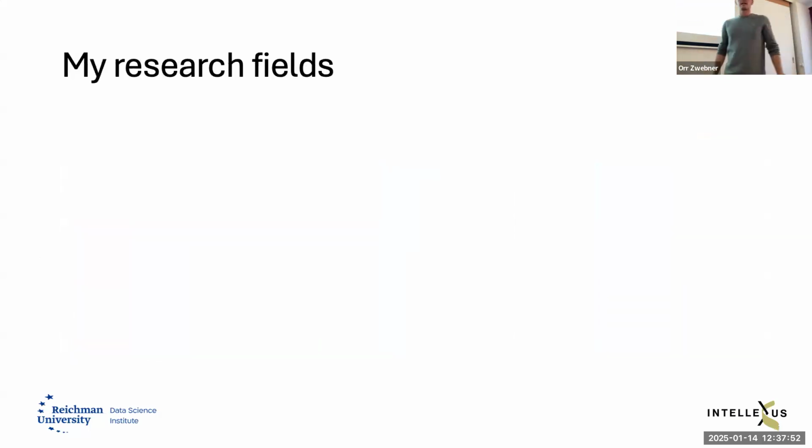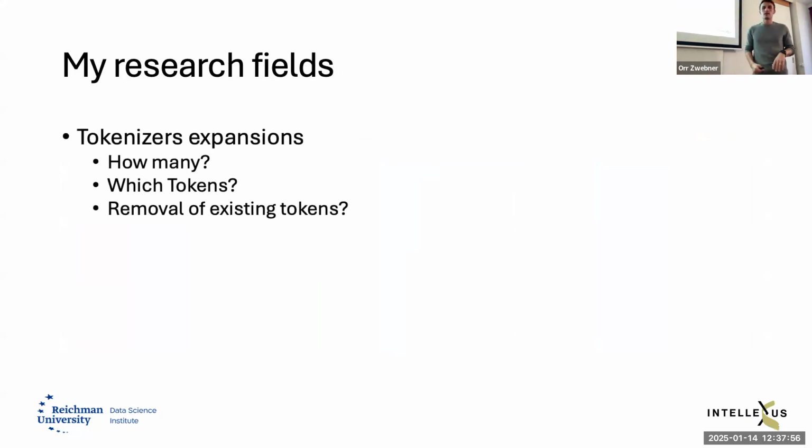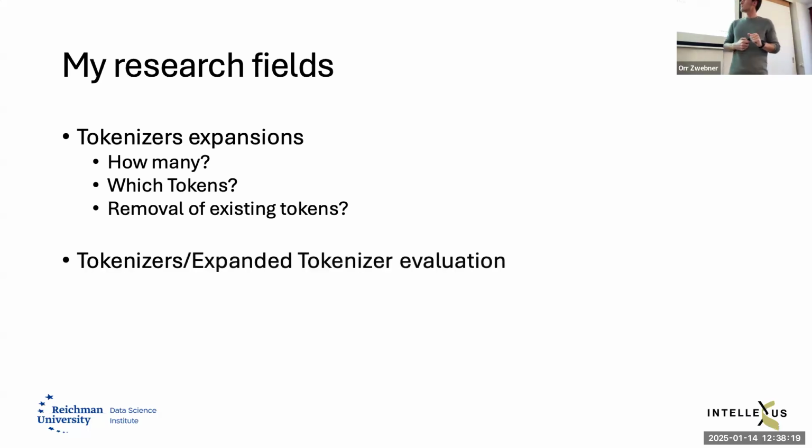So what's my research field generally, after what we saw here? First of all, assume I want to adapt my tokenizer. How do I decide how many tokens to add? Which tokens are the best? We haven't talked about it at all. And maybe I should remove existing tokens that represent things wrongly. For example, in Tibetan in Latin characters, maybe English tokens affect the tokenization badly.